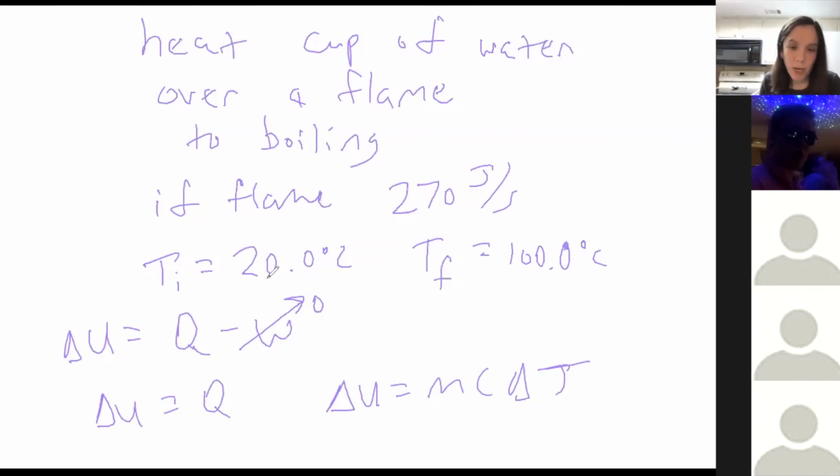So what we want to do is find out how much energy would be needed to move it from 20 degrees Celsius to 100 degrees Celsius. We'll start with that and then go from there.